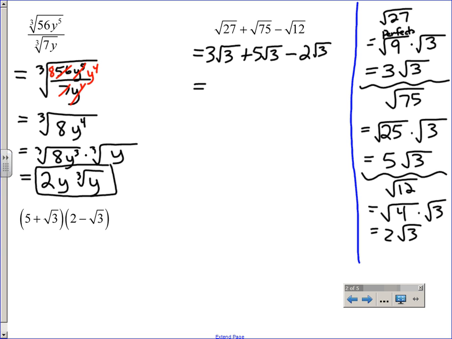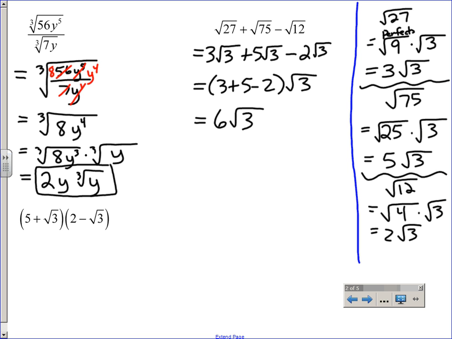The number in front is just how many we have. So we have 3 plus 5 minus 2 of these square roots of 3. Now you're not going to write this normally, but this is what we're doing. We need to add those numbers together to find out how many square roots of 3. So of course that's 8 minus 2, which is 6. So we have 6 square root of 3.